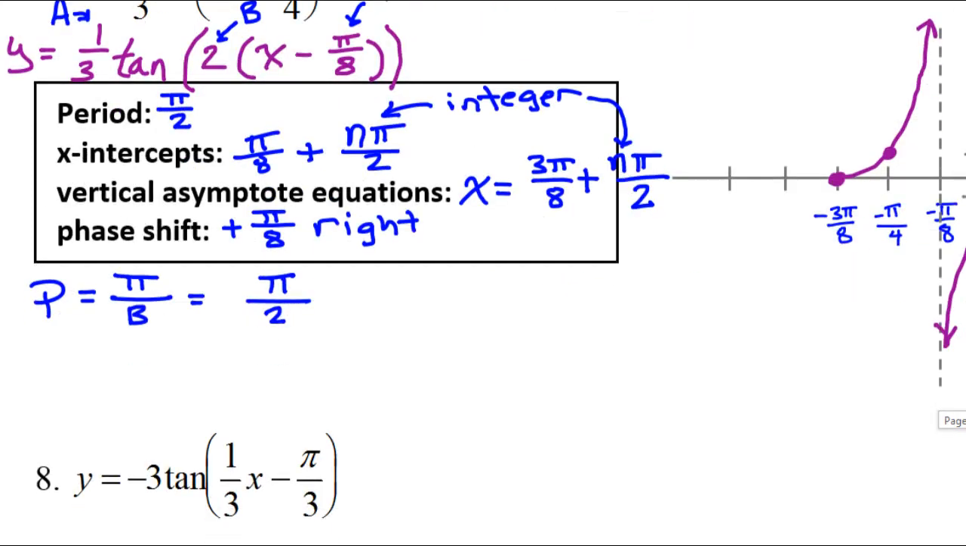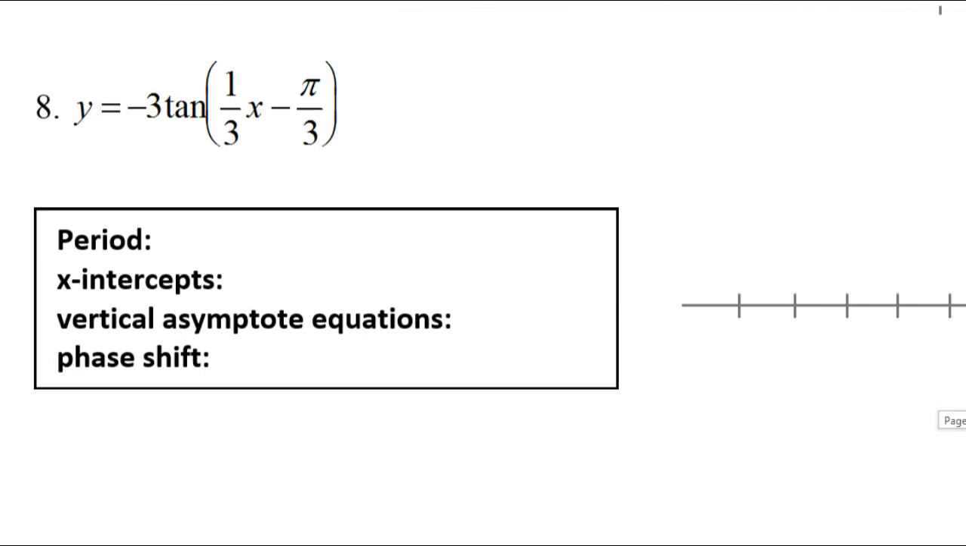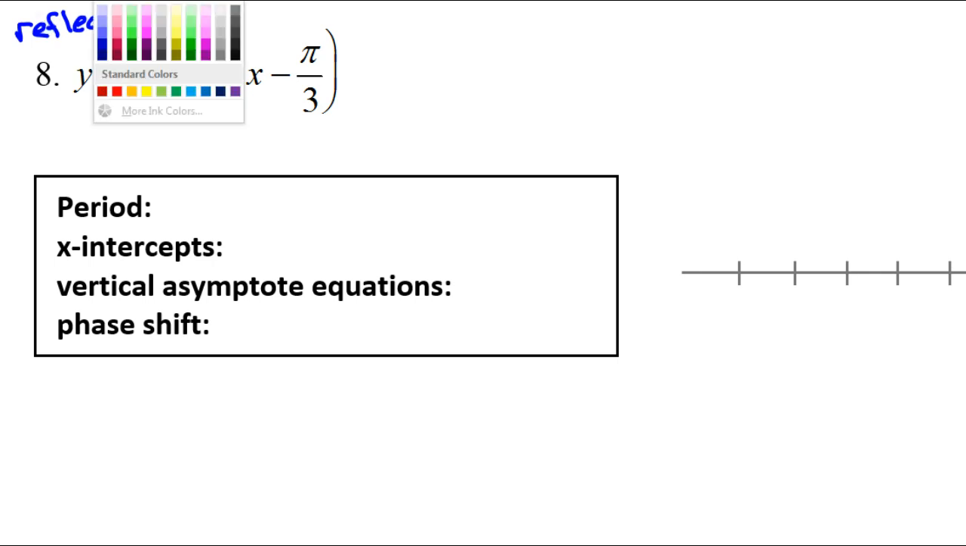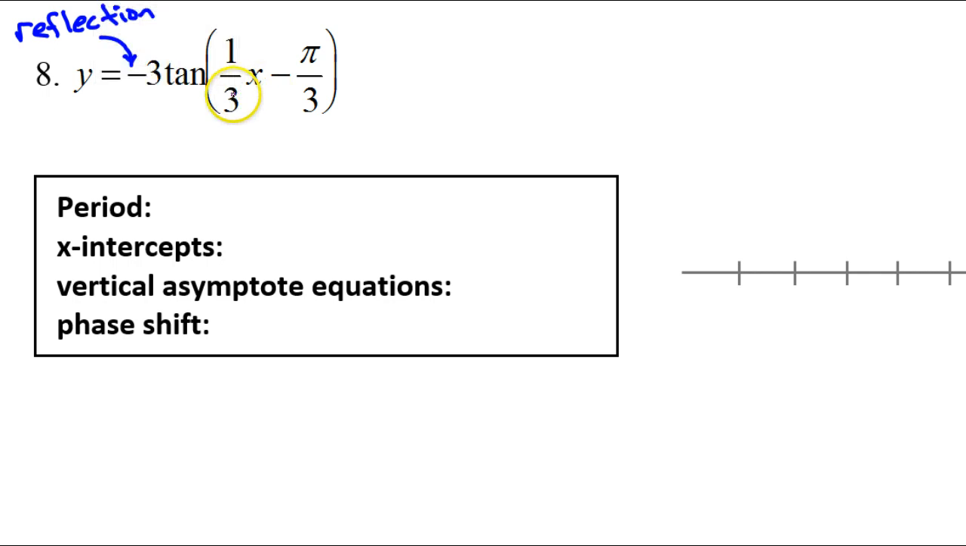Alright, now this is going to make this video kind of long, but I'm going to go ahead and do number 8 as well. Alright, watch out on this one. That negative sign in the front is going to be a reflection. Before I get too carried away, anytime I see that there's a b value and a phase shift, I need to factor out the b value. So I'm going to do that right now.